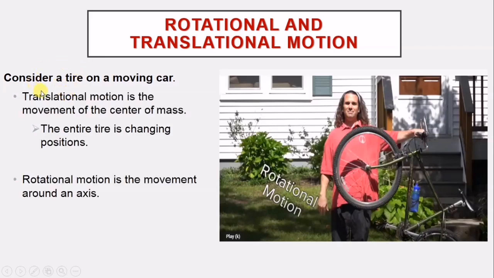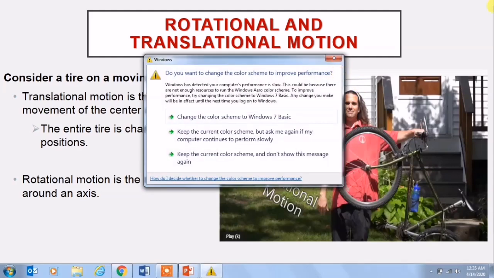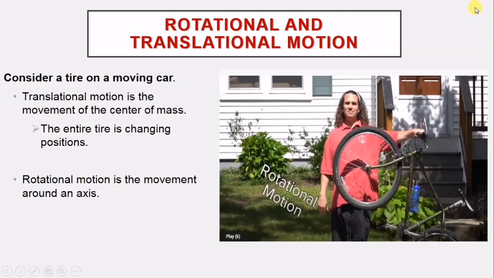Now, consider a tire on a moving car or a tire of a bicycle, for example. A translational motion is the movement of the center of mass. For example, when you have a tire of a car or of a bicycle and you just hold it and move it from position A to position B, the center of the tire is just moving a specific distance. So we classify the motion of this tire as translational motion or linear motion.